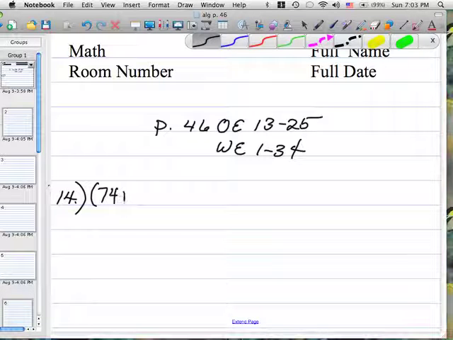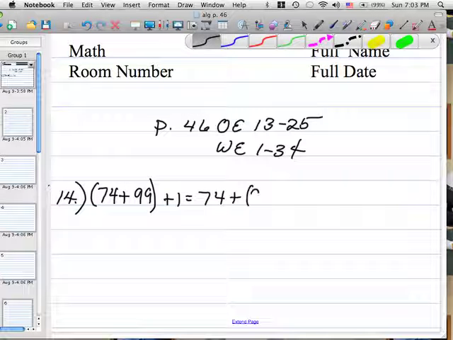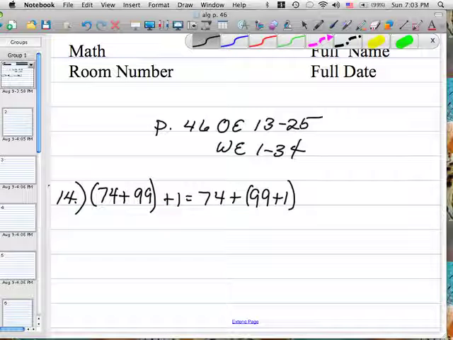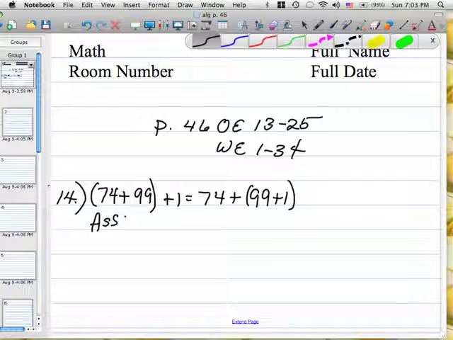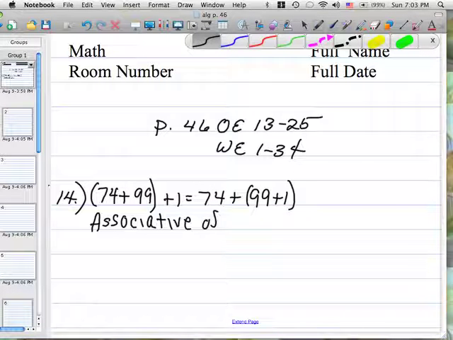I'm going to do it to show you what's happening. So in this one, we can see that they switched the grouping symbols. The order is still the same, but the grouping symbols have been changed, so this is associative of addition. And you can use the plus sign.